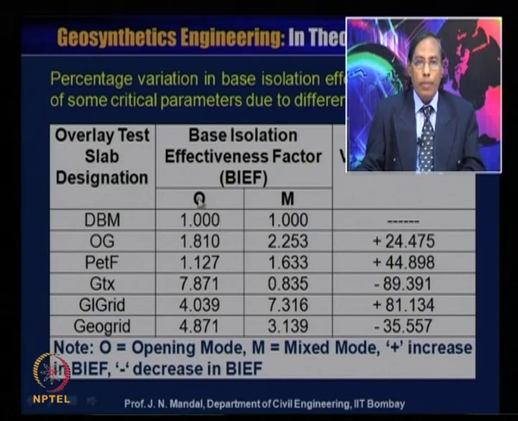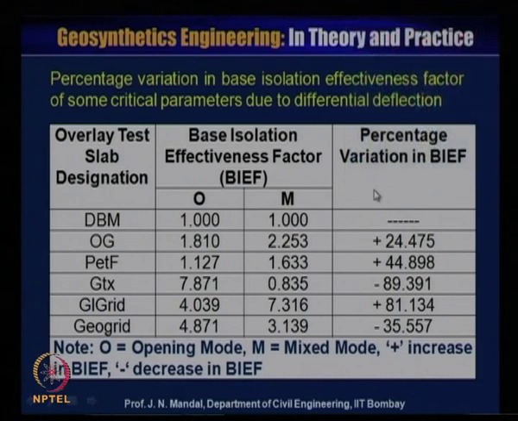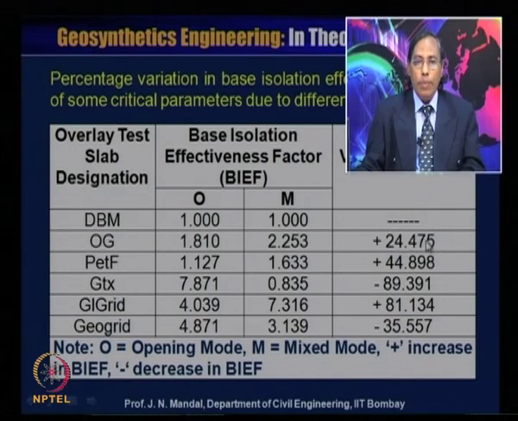So, here you have obtained the base isolation effectiveness factor, which is designated as BIEF, and you can see the open mode and the mixed mode. You can see how the base isolation effectiveness is increasing or decreasing depending upon the type of material used. You can see in the mixed mode, the glass grid is very effective, but in the case of the geotextile, it is not so effective. And this is the percentage of variation of the BIEF. Here there is some positive and also some negative. Positive increases the BIEF value, whereas negative shows a decrease in the BIEF value. So this value will also be useful for the design.